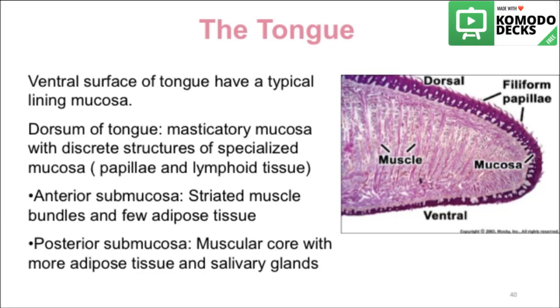So the dorsal surface of the tongue, compared to the ventral thin non-keratinized epithelium, is a masticatory mucosa and has structures of specialized mucosa on it. The submucosa anteriorly is composed of the striated muscle and few adipose tissue, while moving posteriorly, we will have more adipose tissue and more minor salivary glands.